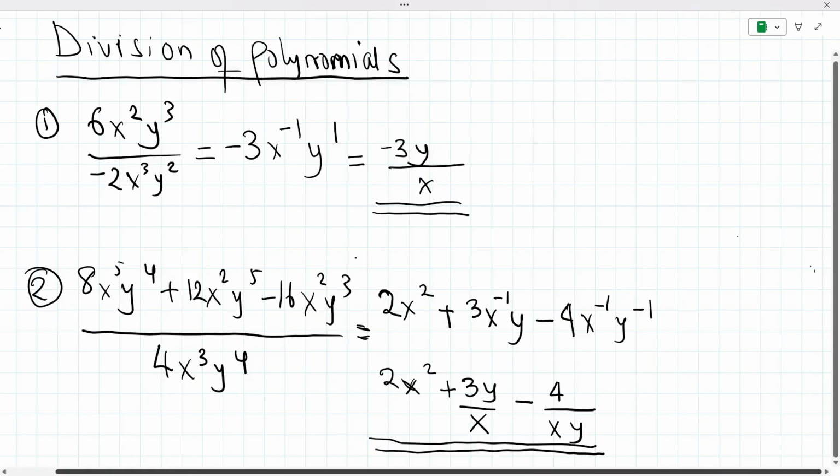All right. So that's how you divide those polynomials.